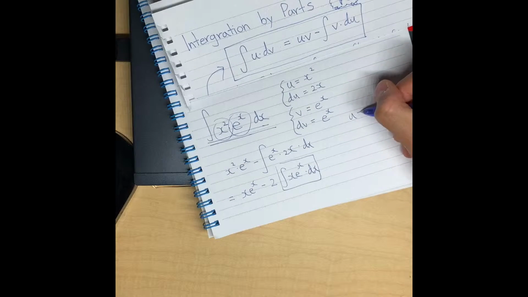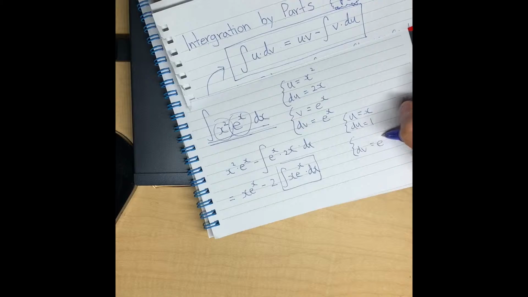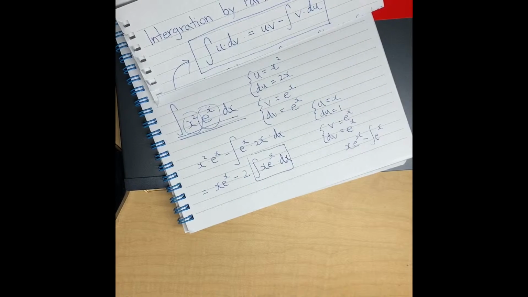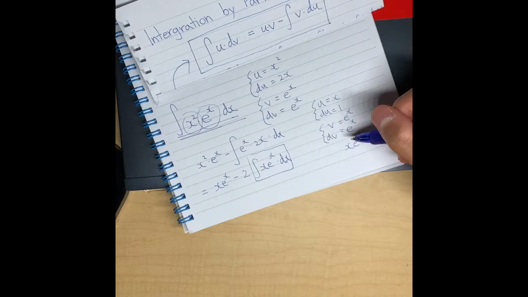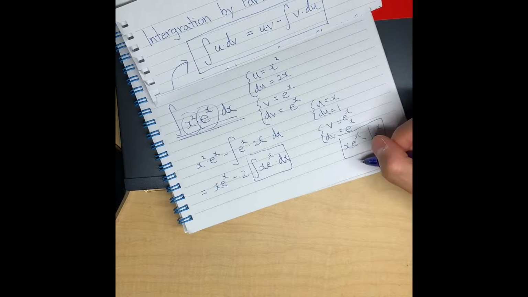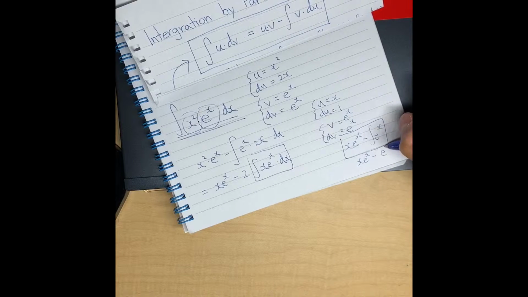So for this integral, u equals x and du equals 1, and dv is just e to the x, and the integral of e to the x is just e to the x. So we rewrite the integral according to the formula. We have x times e to the x minus the integral of e to the x, and the integral of that is just e to the x.